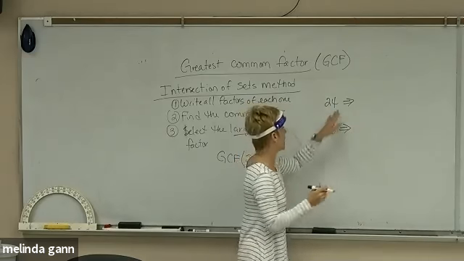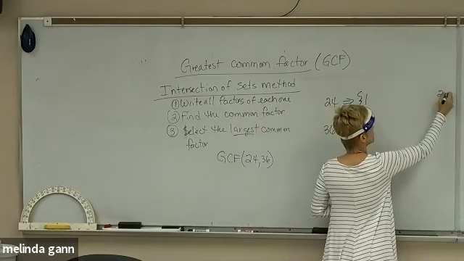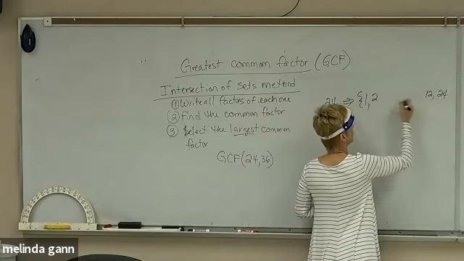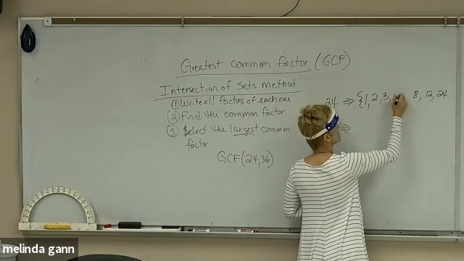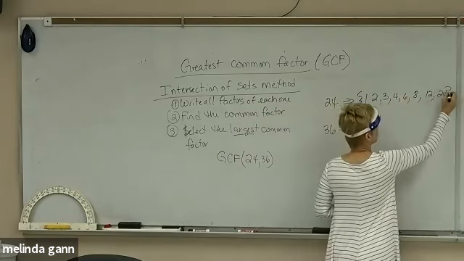Okay. Now, what are all the factors of 24? You had 1 and 24. What else did you have? 2 and 12. What else? 3 and 8. Anything else? 4 and 6. We good? So that's all my factors of 24.